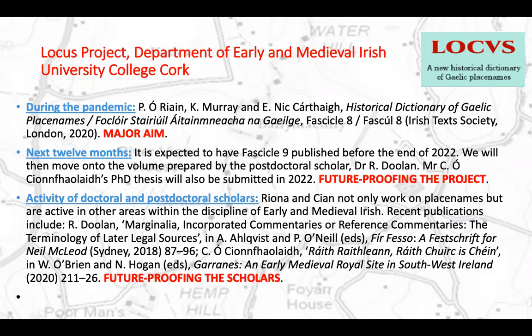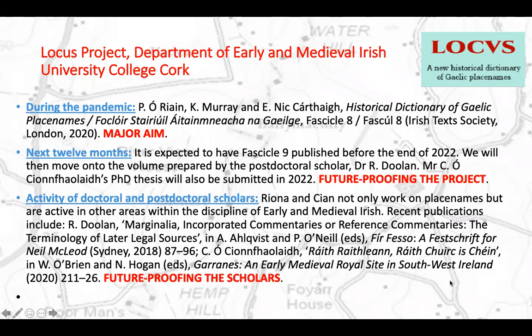Now, over the next 12 months, because the ripple effect of the pandemic will go on for another bit, we expect to have Fascicle 9 published by the end of 2022. That'll be E and at least part, if not all, of F. And then we will move on to the volume prepared by the postdoctoral scholar, Dr. Riona Doolan. And at the same time, there will be a PhD thesis on the letter L coming to its conclusion, which will also be submitted in 2022. So we're trying in some way to future-proof the project by having younger scholars coming through who are working as doctoral scholars and postdoctoral scholars on the project.